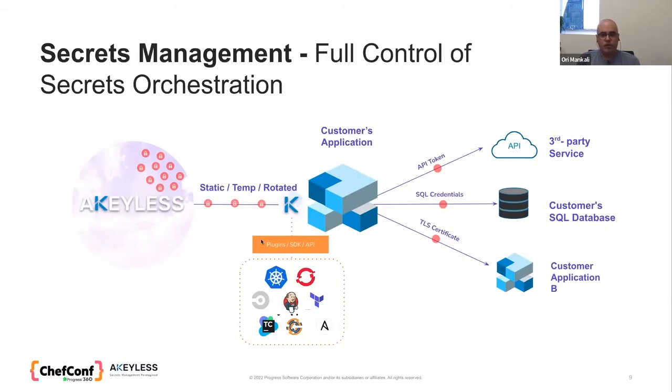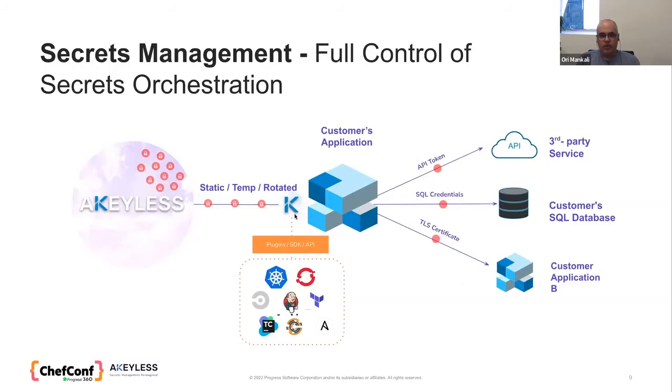This illustration here is showing a high-level diagram of the architecture. So in here we see some kind of application, it doesn't matter which one, that can communicate with either a third-party service, a database, or even another instance of the same or another application. For this kind of communication, they need different kinds of credentials: API tokens, SQL credentials, TLS certificates, etc. And this application needs access to that at runtime, so while this application is running.